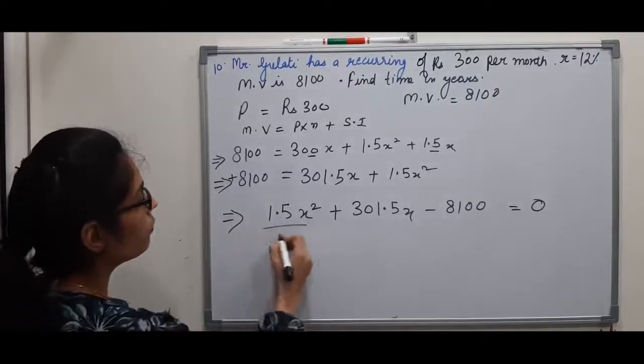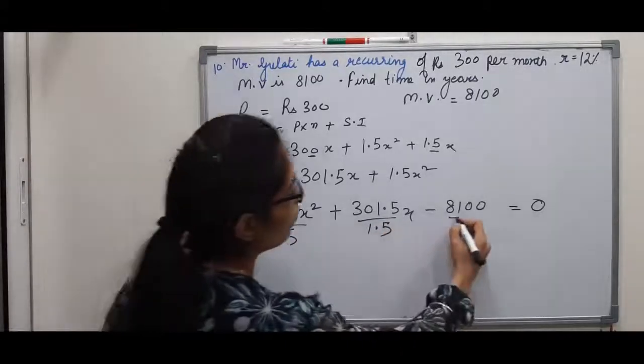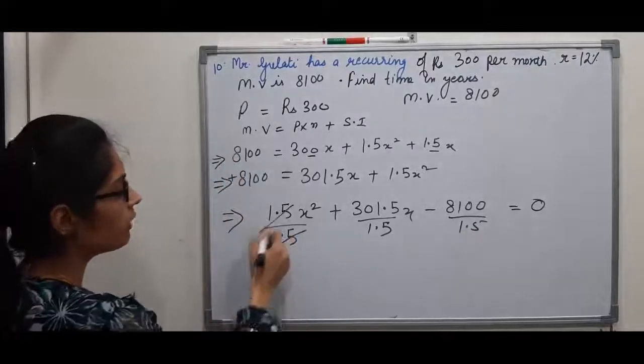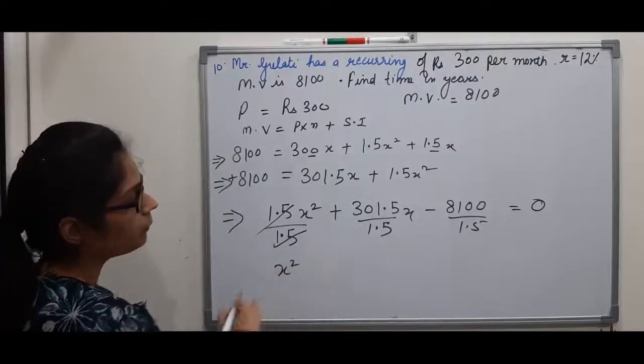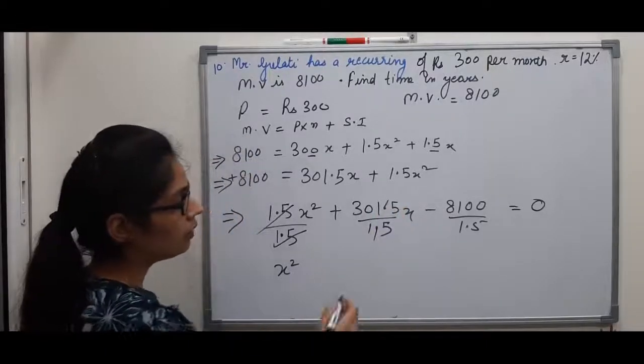So what we will do, we will divide all the terms with 1.5. I will divide everything with 1.5. So this will get finished. I will get x square. See, 1 decimal and 1 decimal, it will get cancelled.